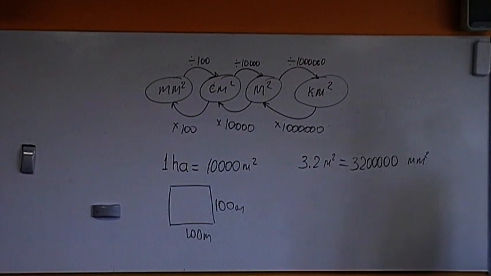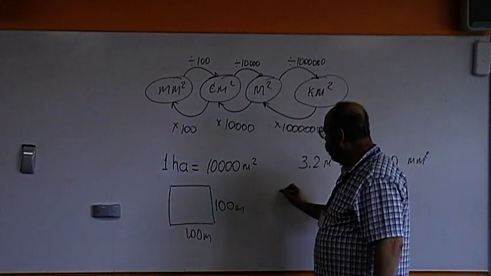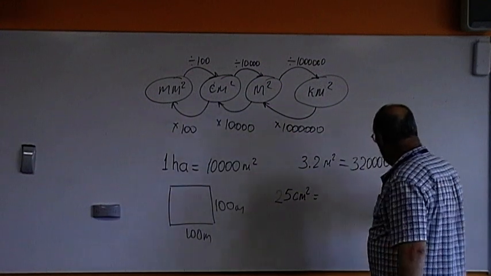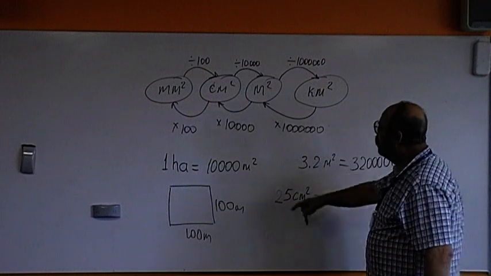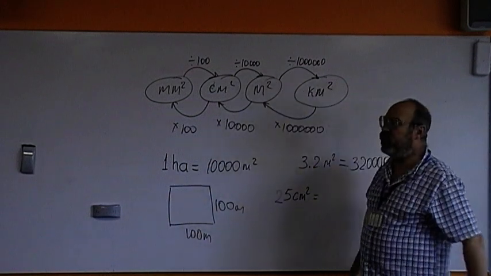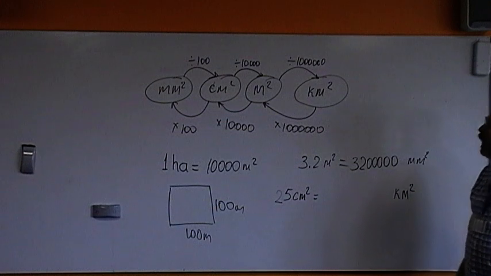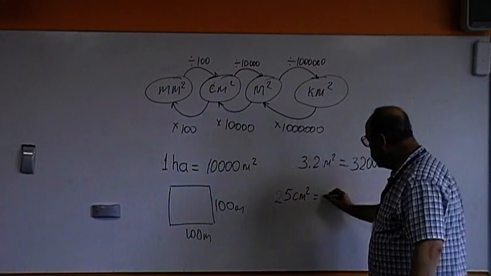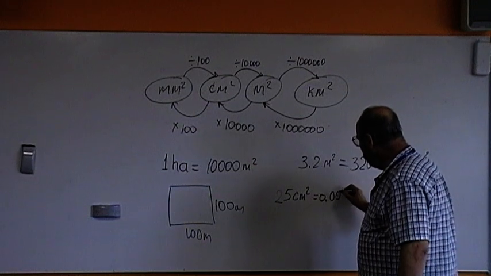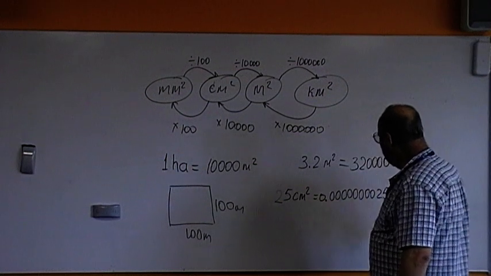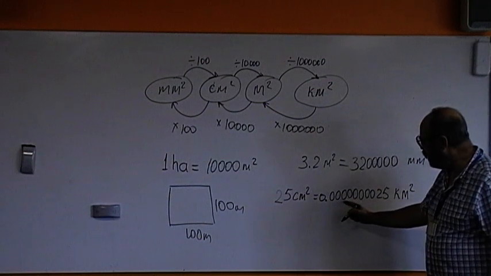If we need to convert, for example, 25 centimeters squared into kilometers squared, from centimeters squared to kilometers squared, we divide by 10,000 and by 1 million. So altogether we are dividing by 10 billion, which is 10 zeros. We're moving 10 steps to the left. 1, 2, 3, 4, 5, 6, 7, 8, 9, 10.